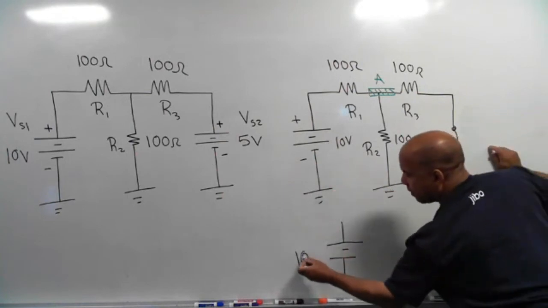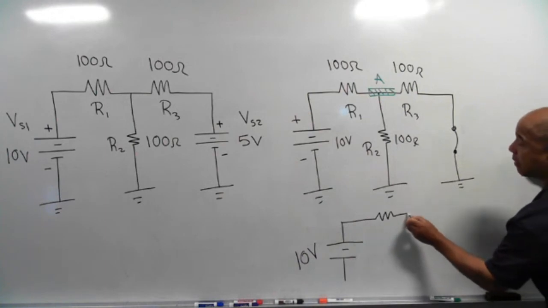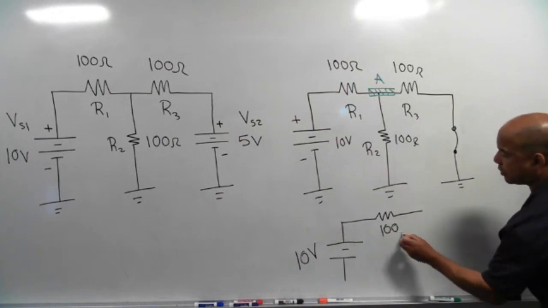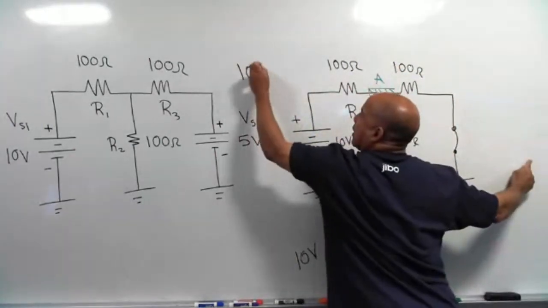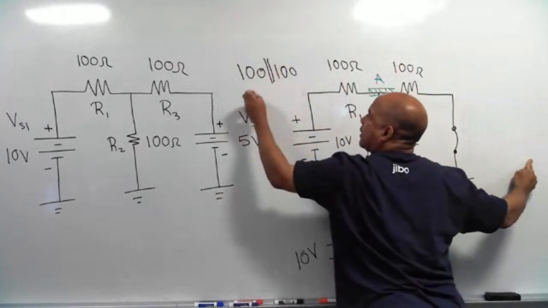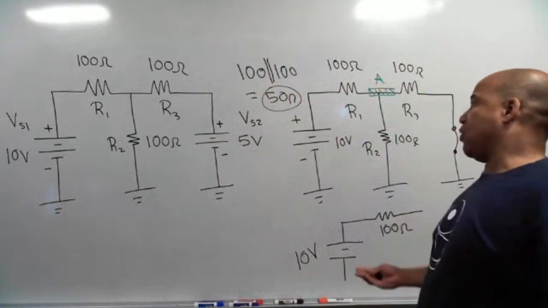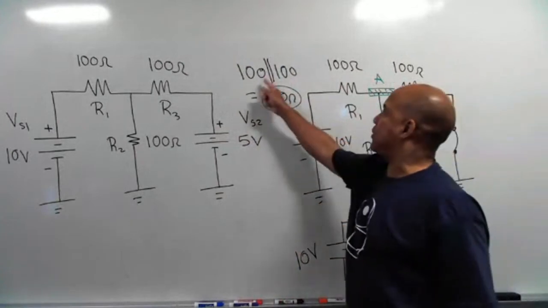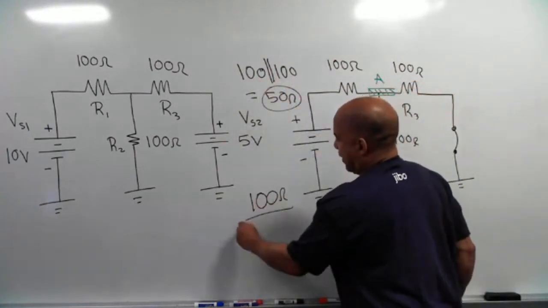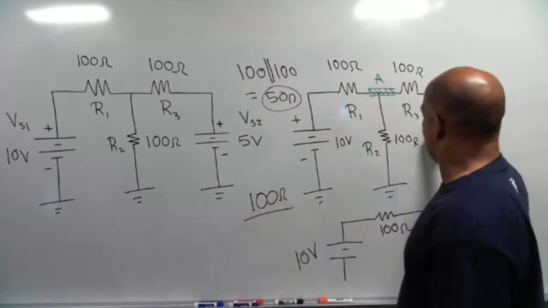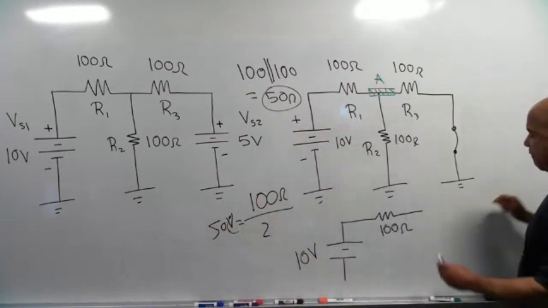Got the 10-volt source. These two in parallel, I got R1 still of 100 ohms. But these two in parallel, I have 100 in parallel with 100 gives me 50 ohms. And the way I got that, you can use the product over the sum rule, or you can use the 1 over R rule. But the easiest way, since both resistors are the same, you take one resistor and divide by the number of resistors that you have. There's two of them. That gives me 50 ohms.